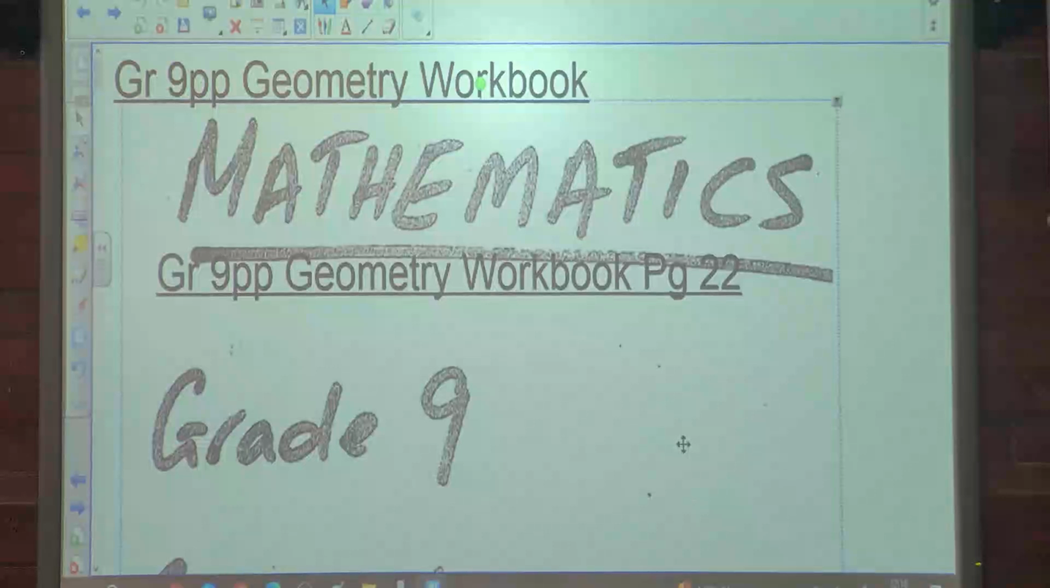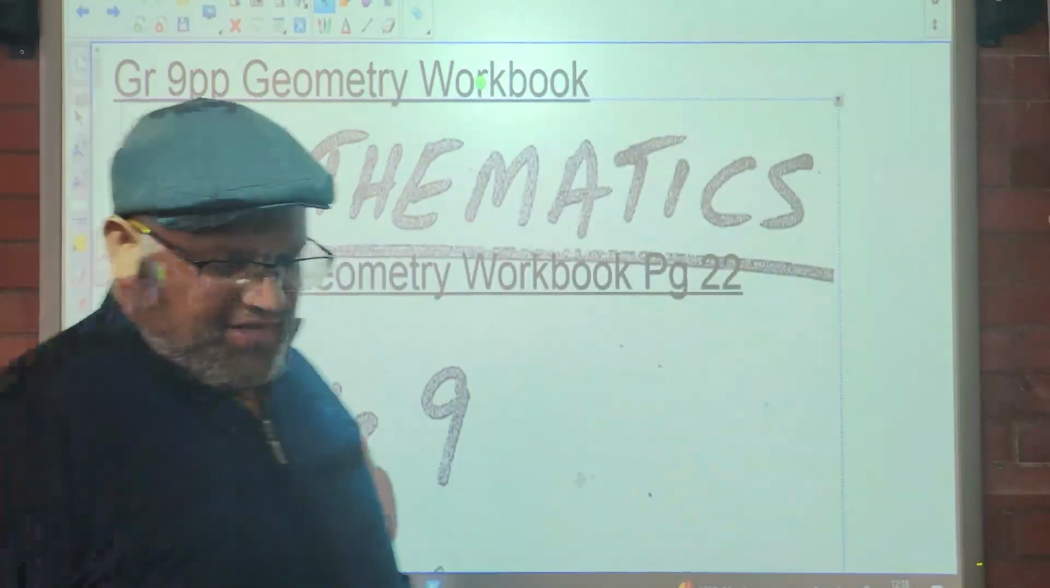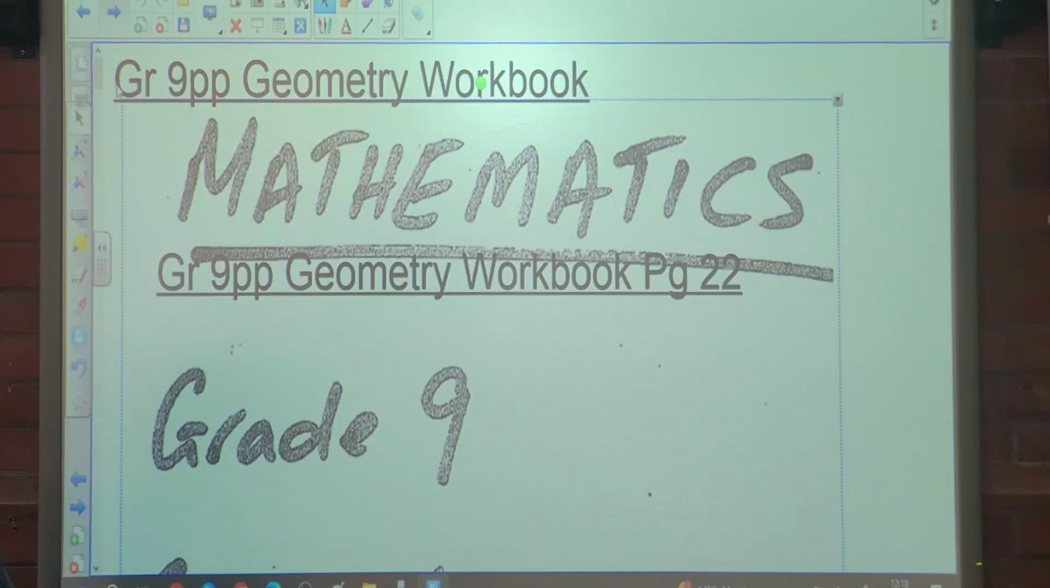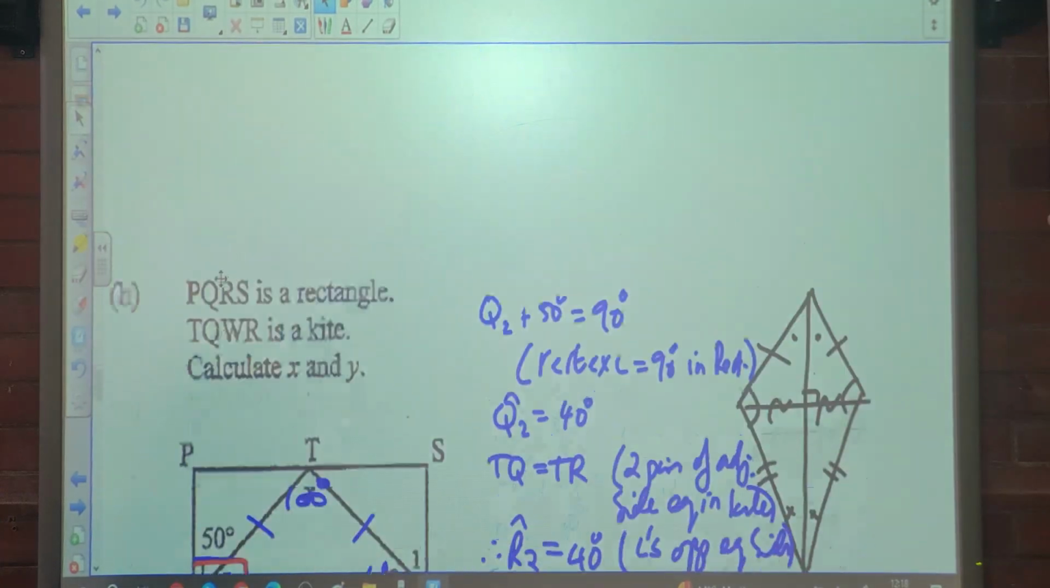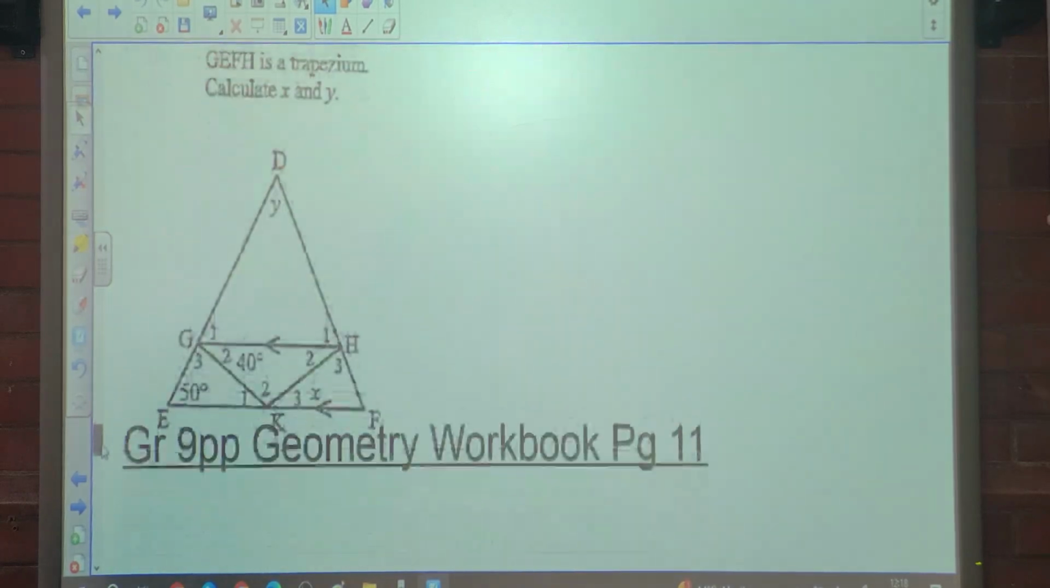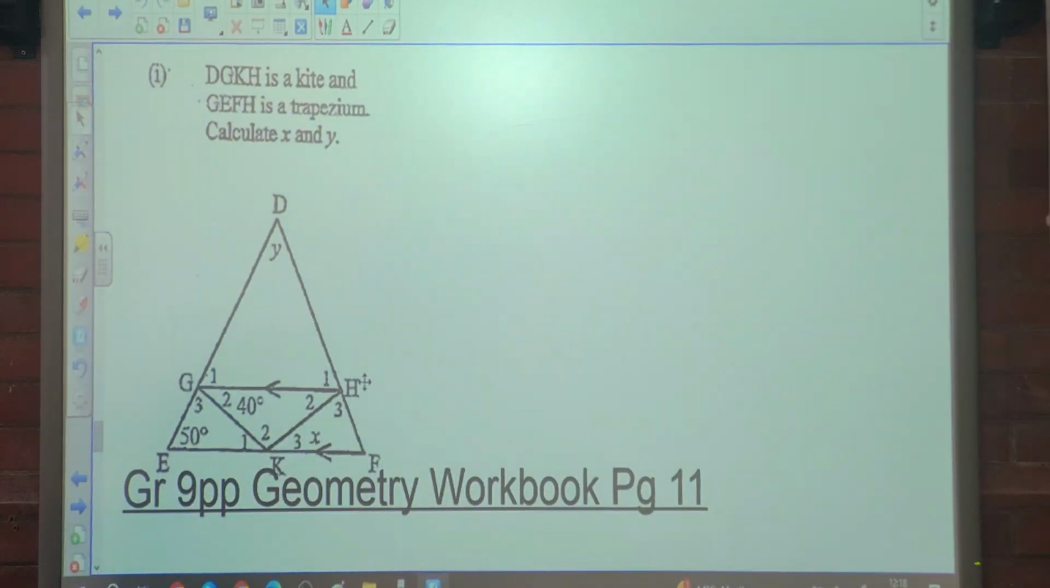Okay, good morning class. So today we're looking at the geometry workbook. We're looking at pages 12 and 13 in this video. So this is on page 12, no?